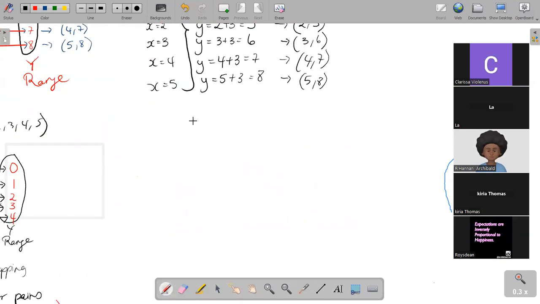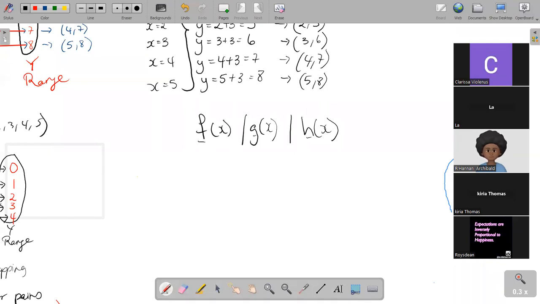Please note that a function could be represented by any other letter than f. So you could have f of x, you could have g of x, you could have h of x. No problem at all. Don't get nervous if you ever see another letter, because they just represent different functions. Everybody with me? All right, so let's try a different one.